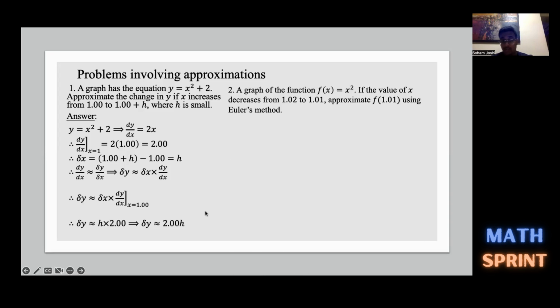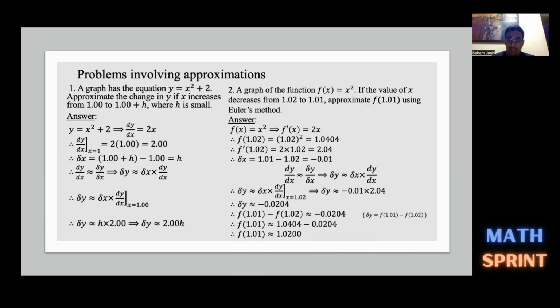Okay, the next question. A graph of the function f of x is equal to x squared exists. If the value of x decreases from 1.02 to 1.01, approximate f of 1.01 using Euler's method. For this problem, just ignore the mention of Euler's method right now. I'll get to that in the next video of applications of differentiation. Just pause the video and work on this problem. Okay, time's up. Here's the answer.